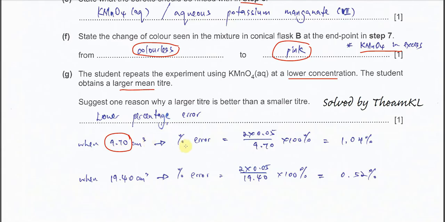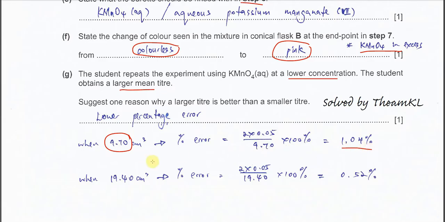If we want to calculate the percentage error, we use 2 times the uncertainties over the volume, times 100. So we will get 1%.